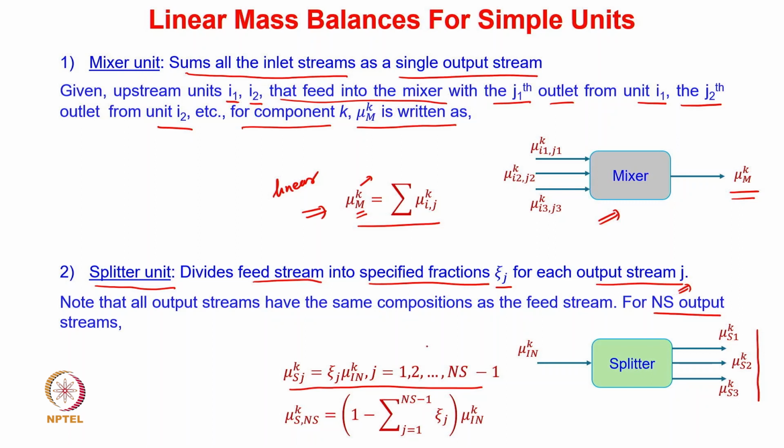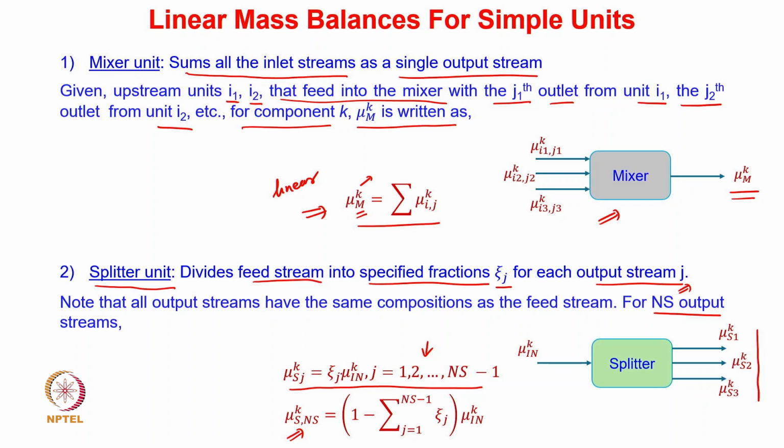So we can write this balance equation only for 1 all the way to ns minus 1, and for the last stream, the ns stream, we have to write down another equation, which is mu Sk ns. This is the molar flow rate of the kth component coming out from the ns stream of the splitter, and that is obtained as 1 minus the summation of zeta j, where the summation goes from j equals 1 to ns minus 1, times mu In k.